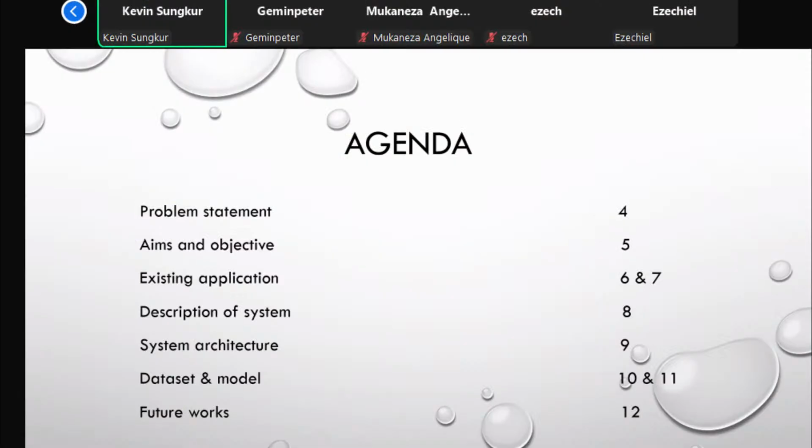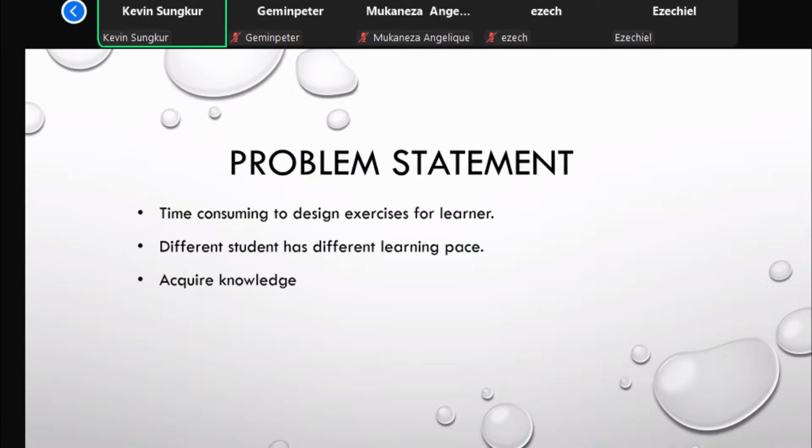Okay, so good afternoon, everyone. I am Rupesh Kevin Sankar from the University of Mauritius. My research focuses on smart content creation for personalized learning environments using AI. As an agenda, we have the problem statement, aims and objective, existing applications, a description of the proposed system, the system architecture, the data set that has been used, the model and the future works.